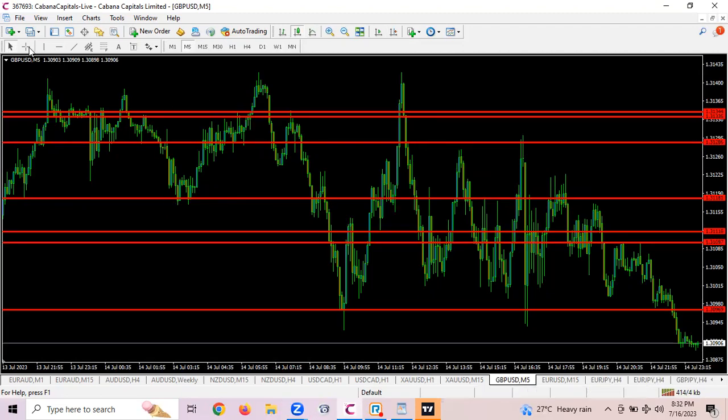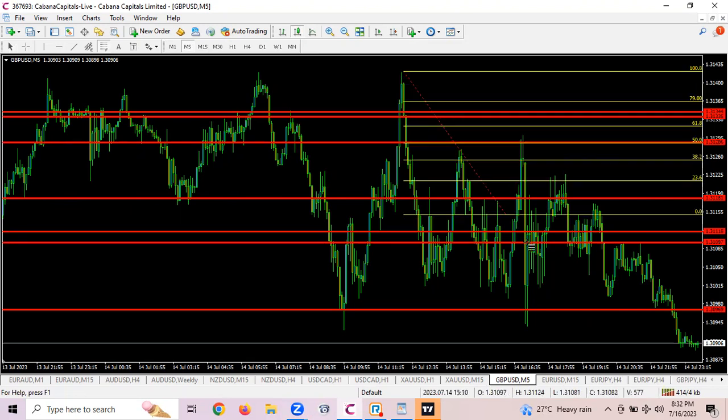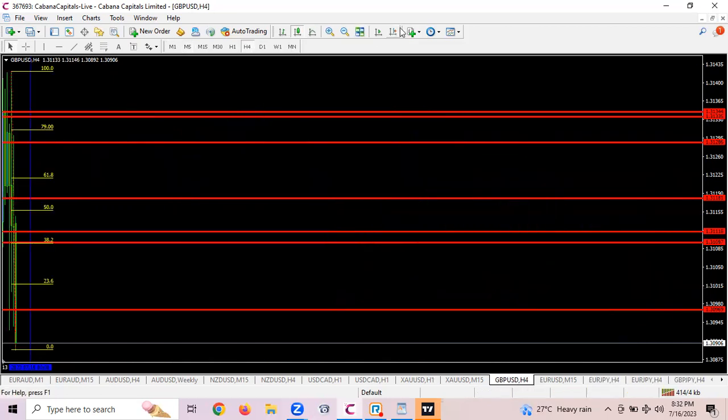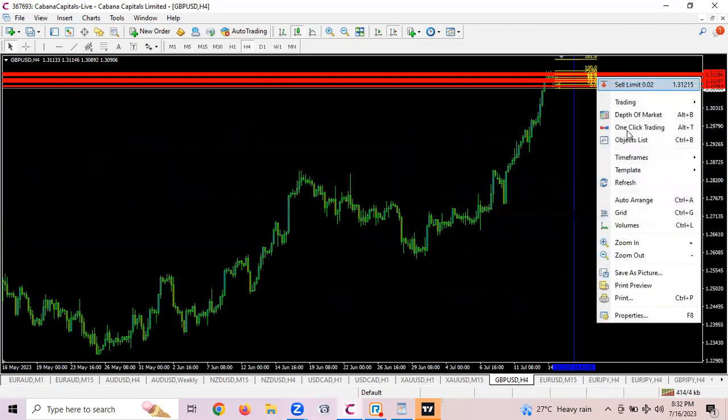I would have said, okay, let's apply Fibonacci from this swing high to swing low, 50% retracement. So you should consider maybe selling around 61.8 or 79.0. That's my take on GBP USD. I am bearish on GBP USD this week.